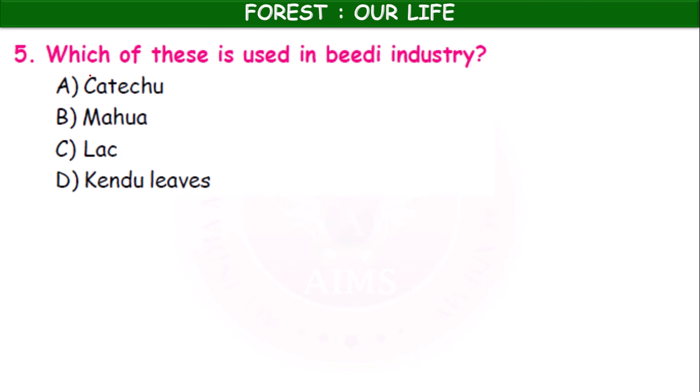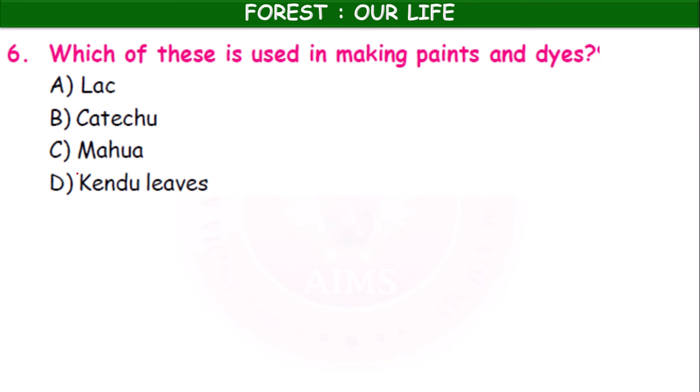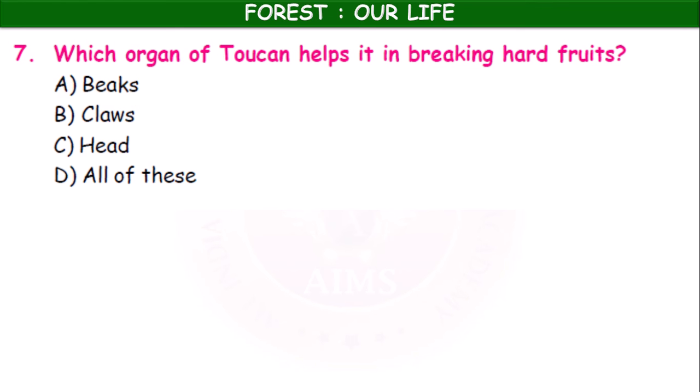Which of these is used in the beedi industry? Catechu, mahua, black, kendu leaves. The kendu leaves are used in the beedi industry. Which of these is used in making paints and dyes? Lac, catechu, mahua, kendu leaves. It is the lac which is used in the painting industry. Which organ of the toucan helps it in breaking hard fruits? Beaks, claws, head. You will see in the forest, the beak of the toucan is used in breaking hard fruits.